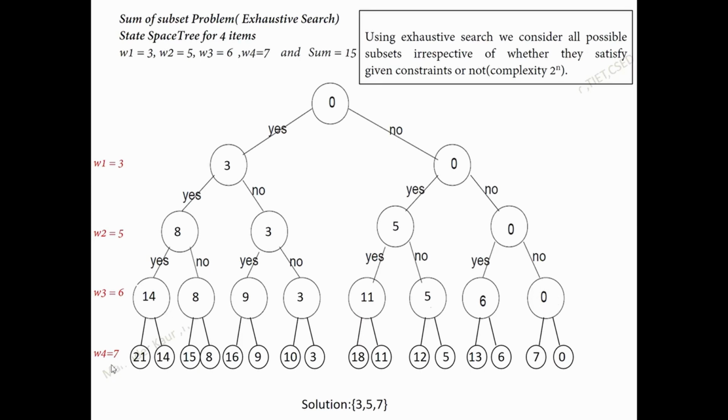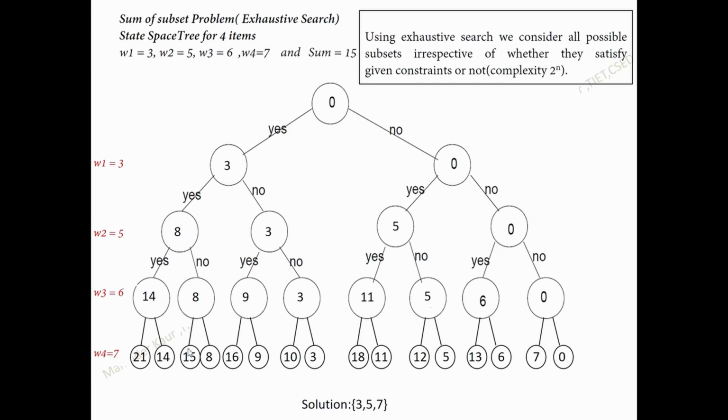Now moving further, for the last element of the set, that is 7. This represents that the element has been chosen. The sum is 21. This represents that the element has not been chosen. This left side says the element has been chosen, because of that the sum is 15, and so on, the sum is 8, and so on. In this way you will create the whole state space tree till the last level. Now the actual solution lies here, because we need the answer with sum equal to 15. This is the actual answer.